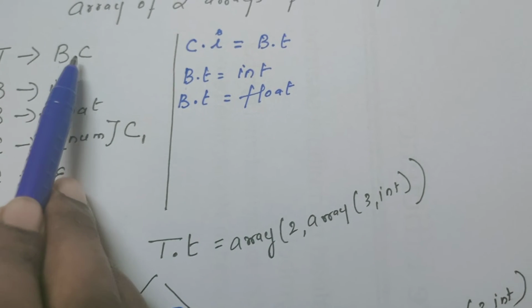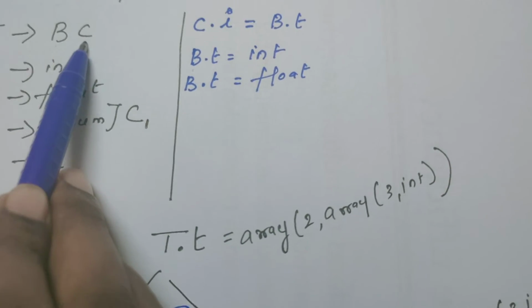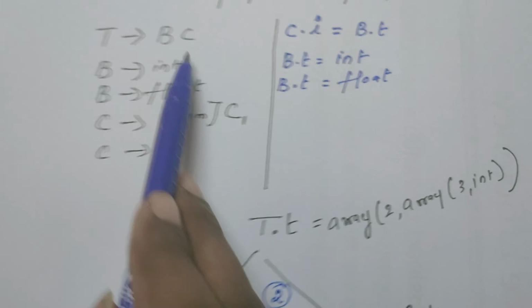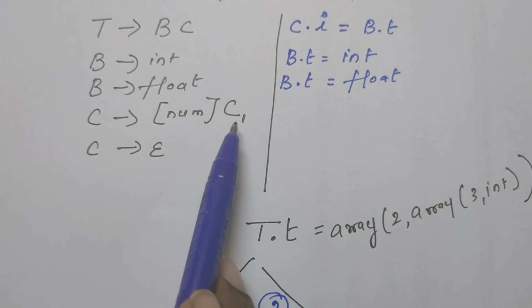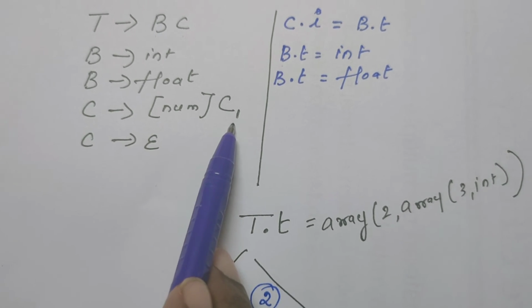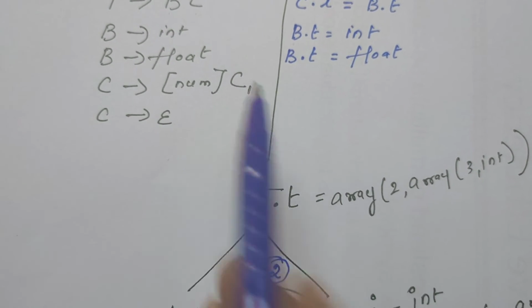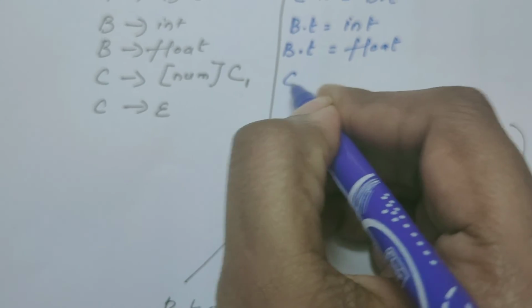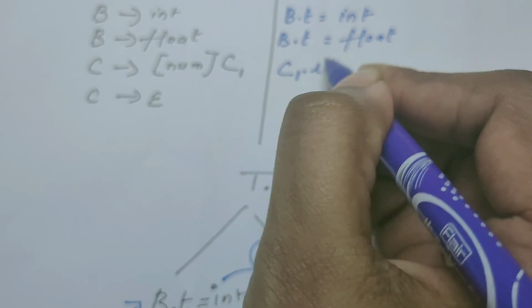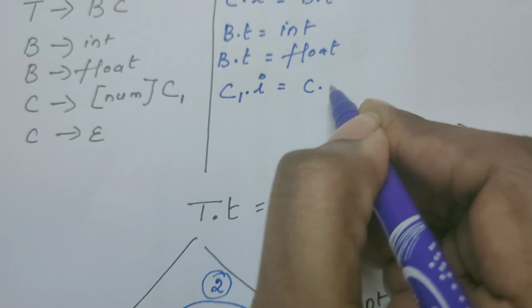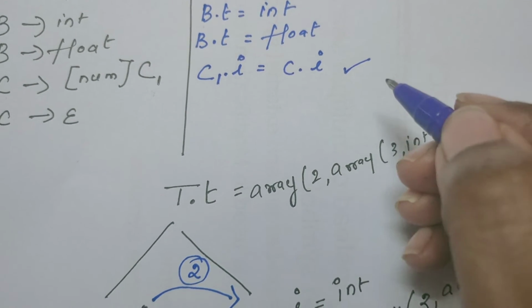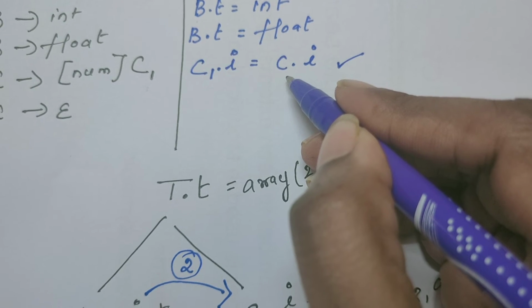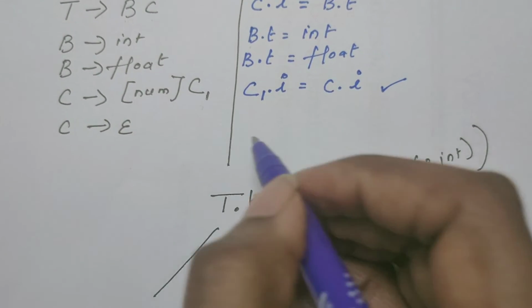So after this value is passed to the sibling, now this C can be defined as number C, right? So from the parent node, this variable takes a data type. From the parent node, the value flows to the child node. That is why what do we write here? C1 dot I is equal to C dot I. This step is repeated until the C is replaced by epsilon, isn't it? Once the C is replaced by epsilon, what do we need to write?